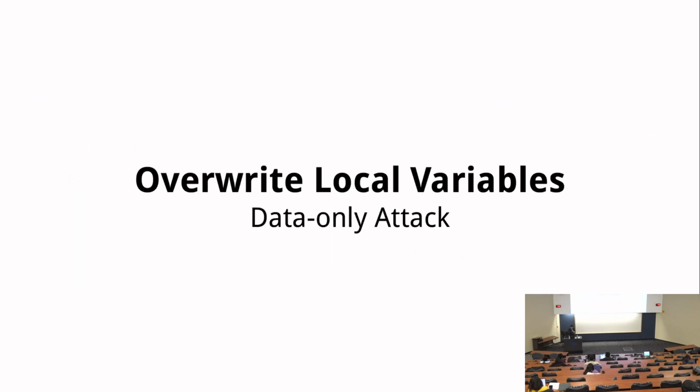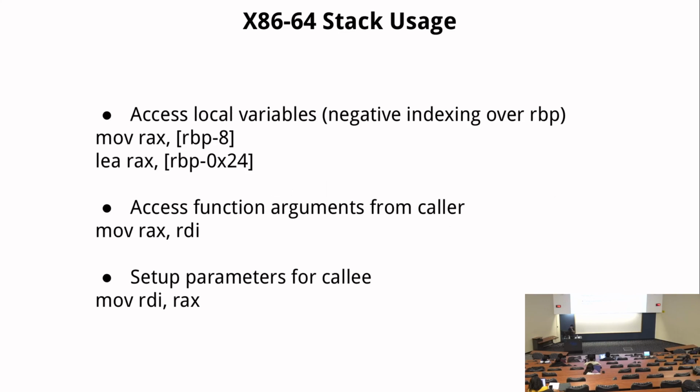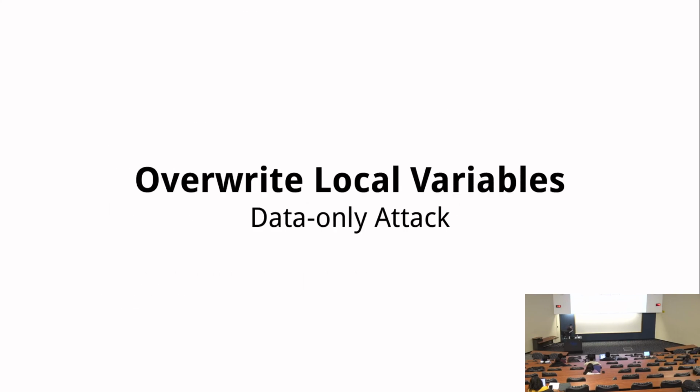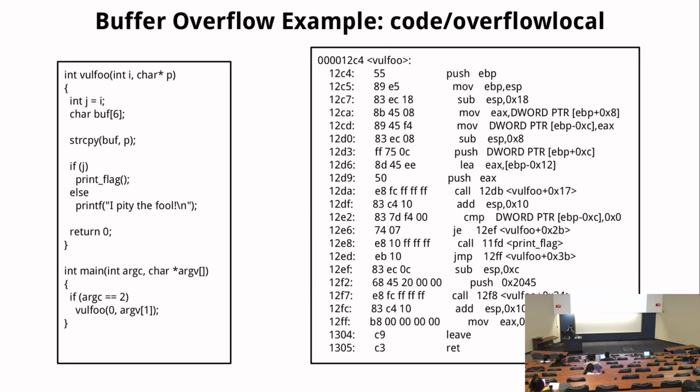This part we actually also covered. Now, next, we are going to look at our first buffer overflow attack. This one, we are going to overflow a local variable. We're not going to overflow code pointers or the return address. The code we are using is called overflow_local. This is the C code, and this is a disassembly of the vulnerable function.